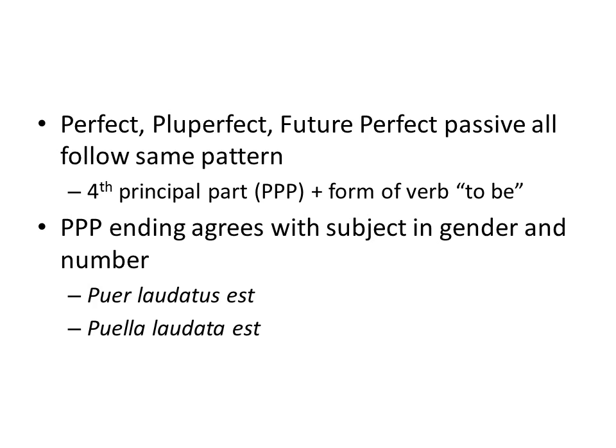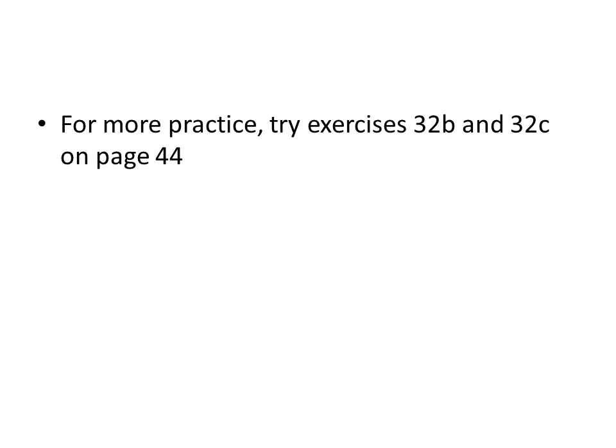So to generalize, the perfect, pluperfect, and future perfect passive all follow the same pattern of taking the fourth principal part, also known as the PPP, perfect passive participle, and a form of the verb to be. And this is called a combo. The PPP ending is going to agree with the subject in gender and number. Puer laudatus est, puella laudata est. Again, like those sentences we just saw. For some more practice, try exercises 32B and 32C on page 44, and we'll talk about this more in class as well.